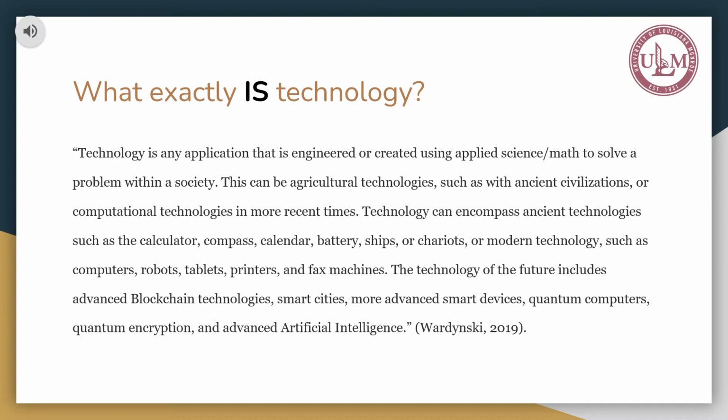Technology can encompass ancient technologies such as the calculator, compass, calendar, battery, ships, or chariots, or modern technology such as computers, robots, tablets, printers, and fax machines. The technology of the future includes advanced blockchain technologies, smart cities, more advanced smart devices, quantum computers, quantum encryption, and advanced artificial intelligence.